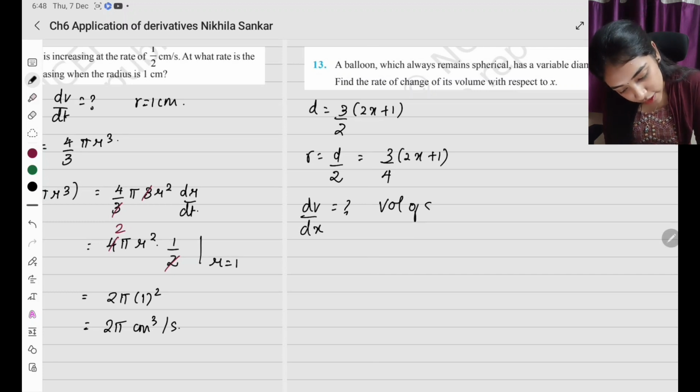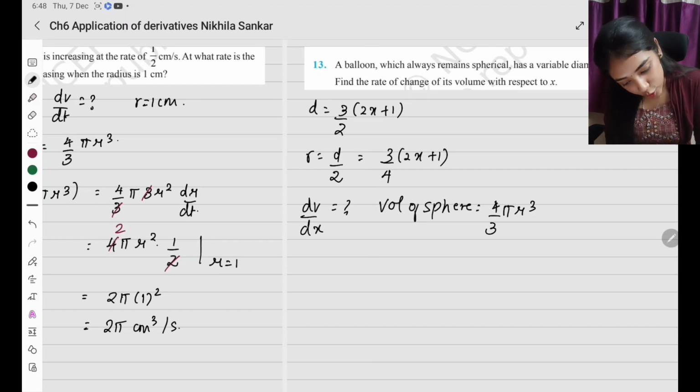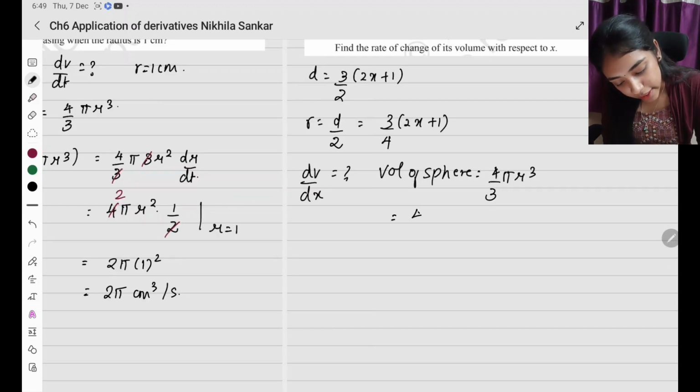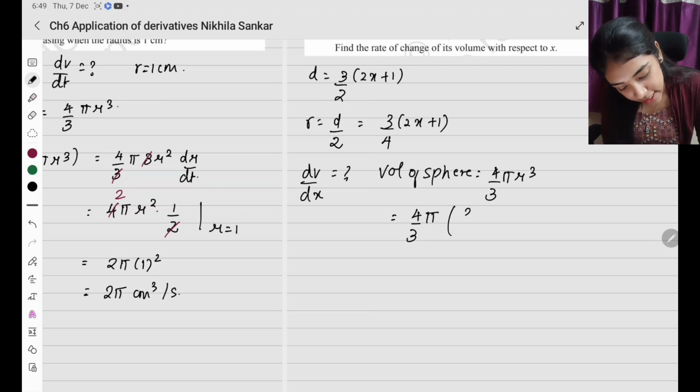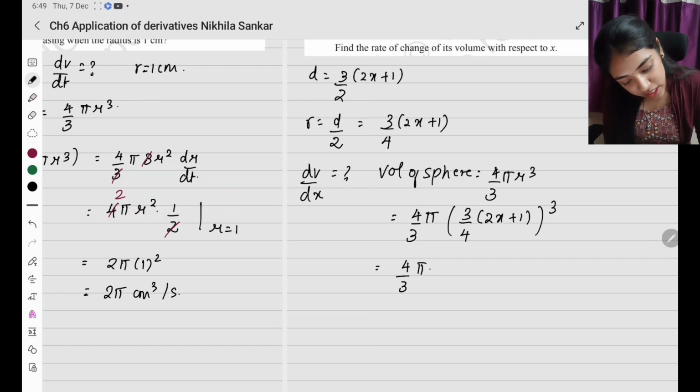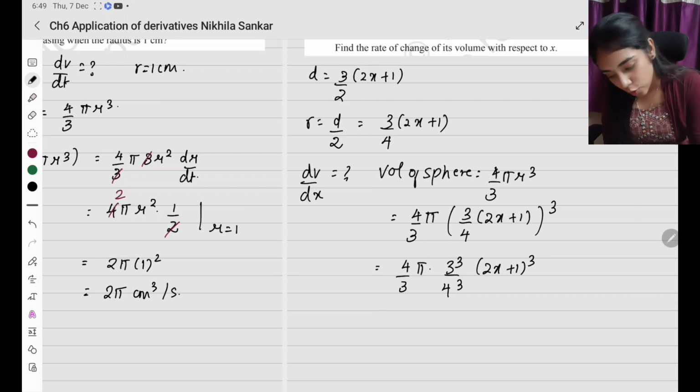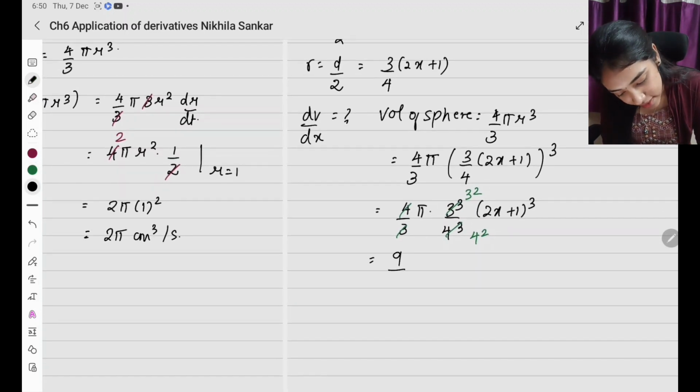Volume of sphere is going to be 4/3 pi r cube. When I substitute r in the volume, I have 4/3 pi times 3/4 times 2x plus 1 the whole cube. So I have 4/3 pi times 3 cube divided by 4 cube times 2x plus 1 the whole cube. So this gets cancelled, I'll have a 3 square. This gets cancelled, I'll have a 4 square. So this is going to be 9/16 times 2x plus 1 the whole cube.